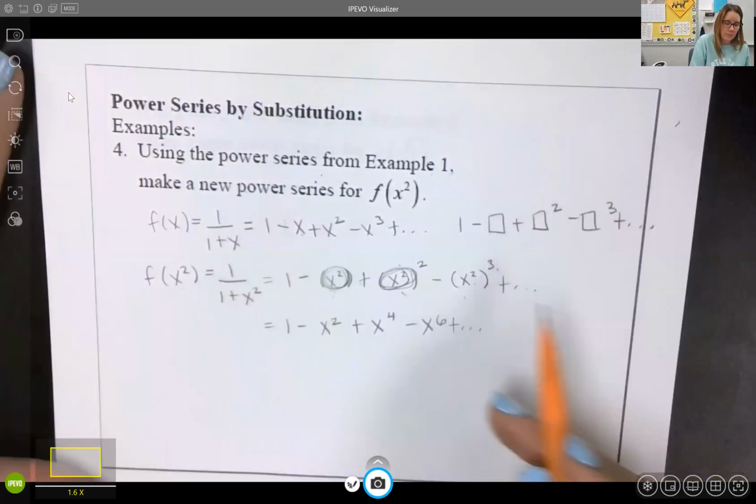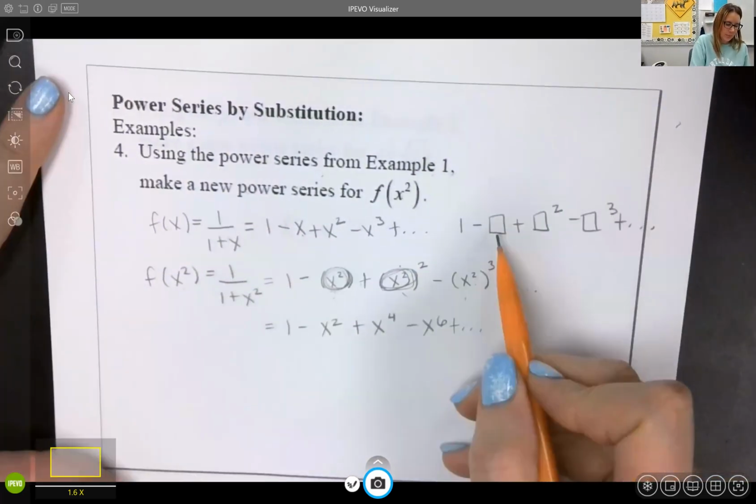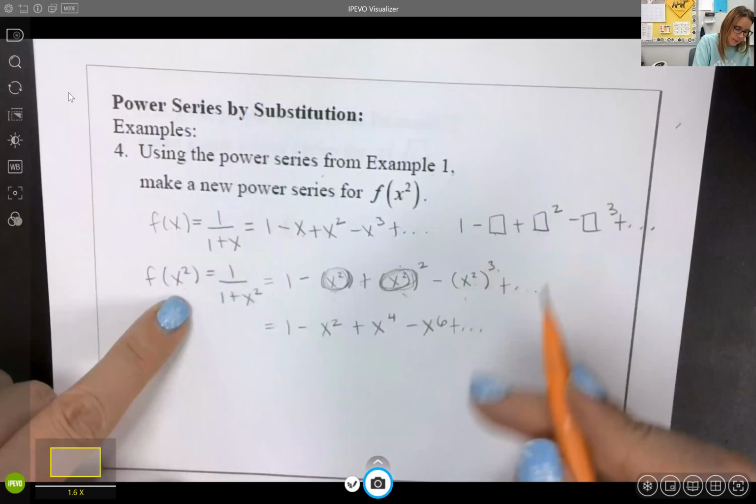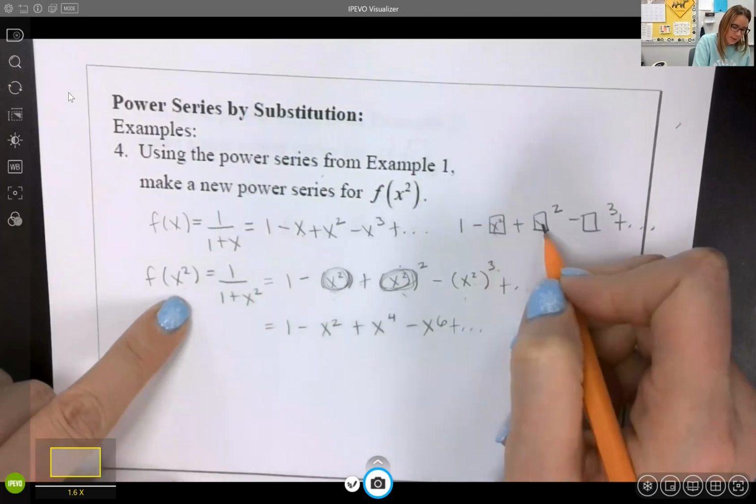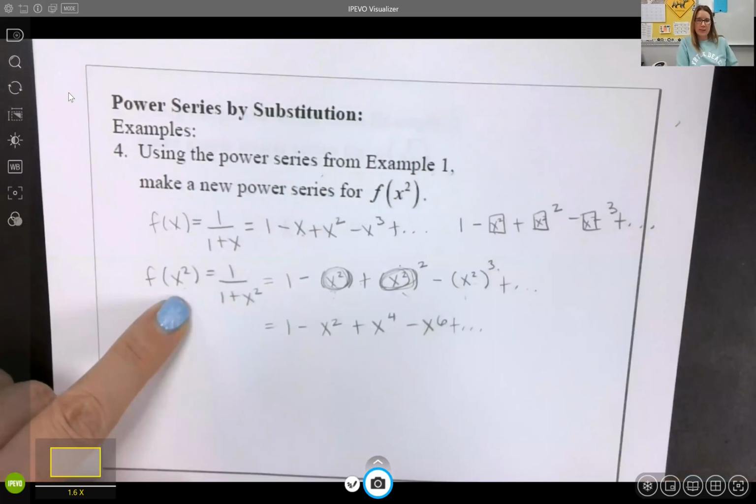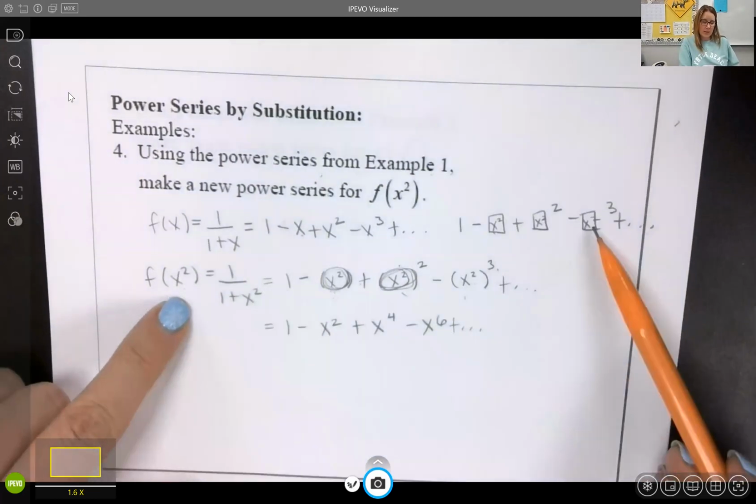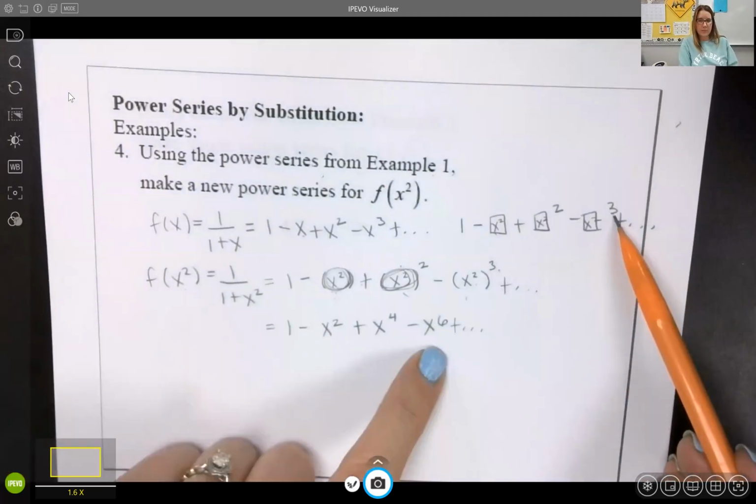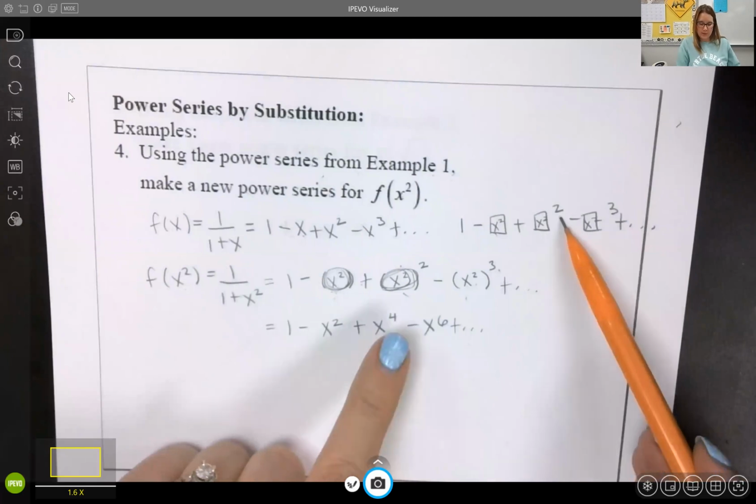Okay, like this. And then everywhere there's a box, I'm going to put x squared. So this box will be x squared, this box will be x squared, and this box will be x squared. And then that's how you can see it's x squared to the 3rd is x to the 6th. X squared squared is x to the 4th, and so on.